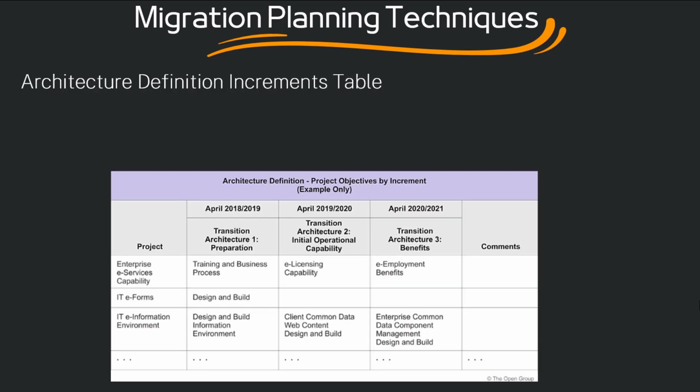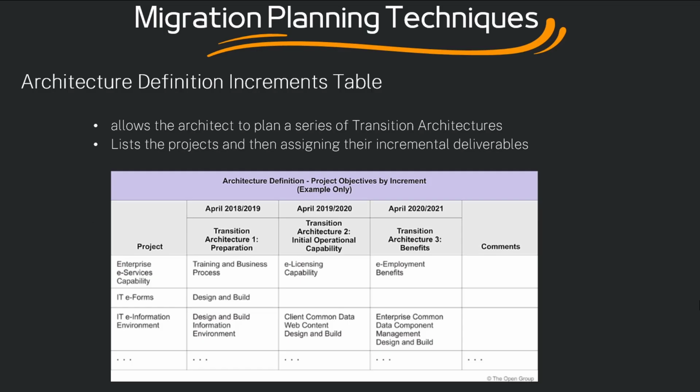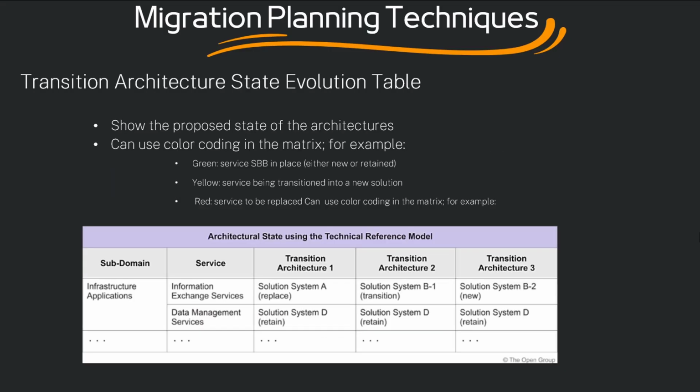Architecture definition increments table. The architecture definition increments table allows the architect to plan a series of transition architectures, list the projects, and then assign their incremental deliverables across the transition architectures. Transition architecture state evolution table.